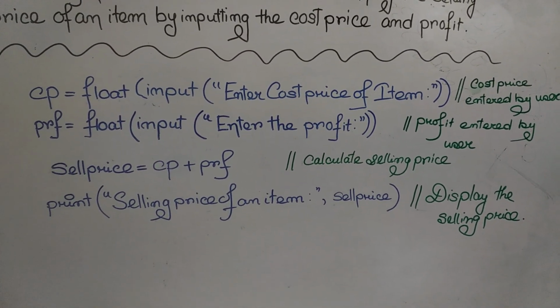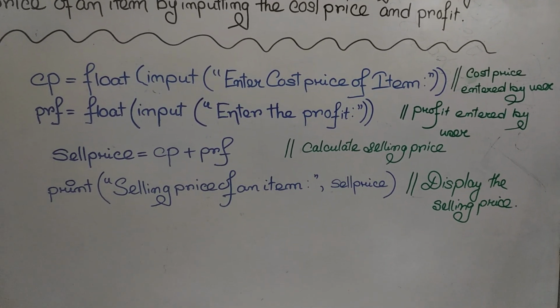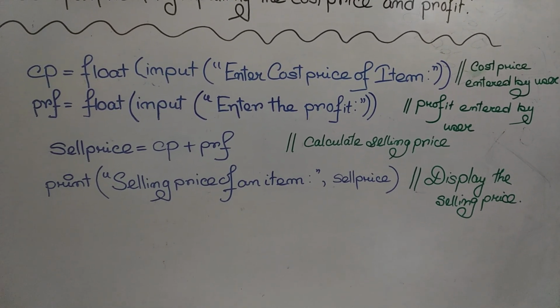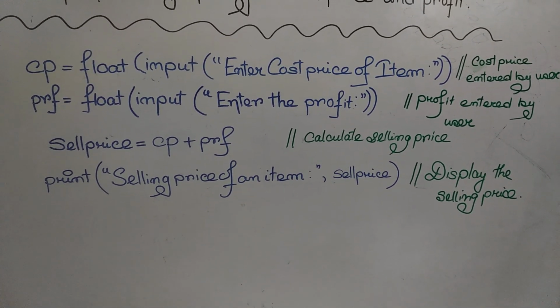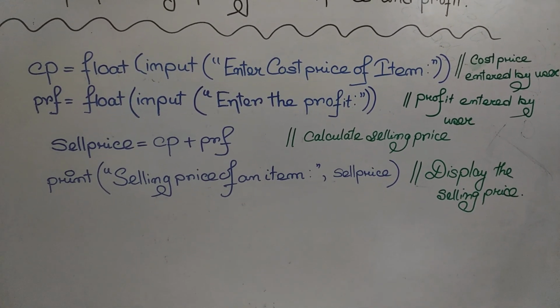Now, the second is PRF, that is profit. The short form of profit is PRF, which is also input by the user, like is equal to float, input, enter the profit. Okay. Now how to calculate the sale price?